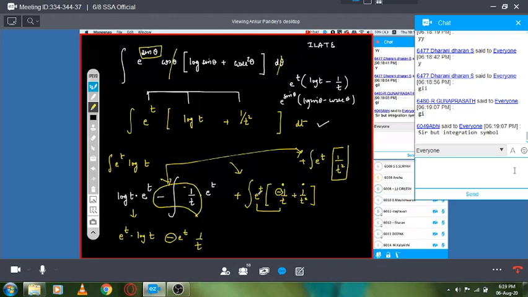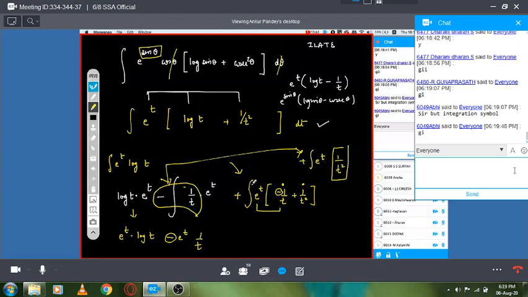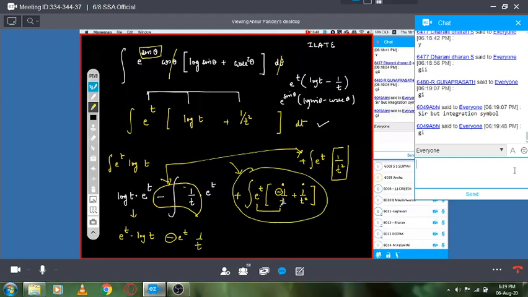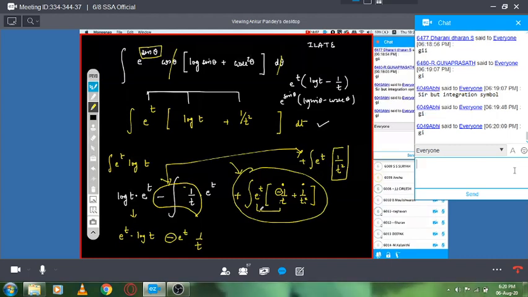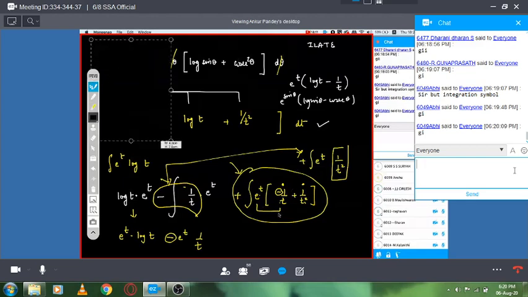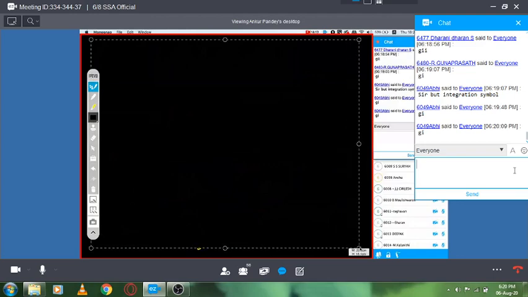Beta, that was the question. The integration of e to the power x times (f of x plus f dash x) is equal to just e to the power x times f of x. Good. So these were about the by parts type.